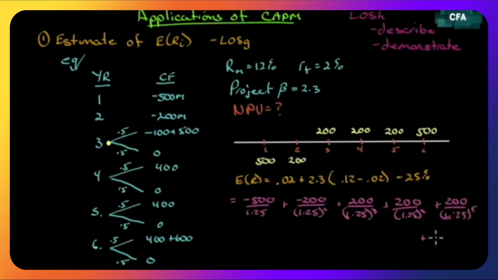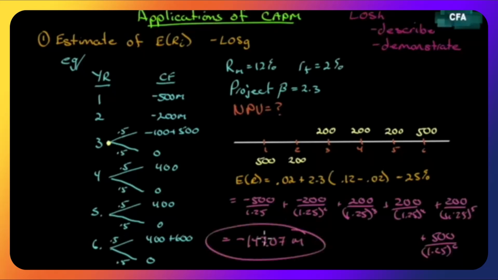So if we do that calculation, I was going to write out all the other numbers, but I'll save you that. You can do all the calculator work here. Negative 147.07 million. So obviously we would reject that project.